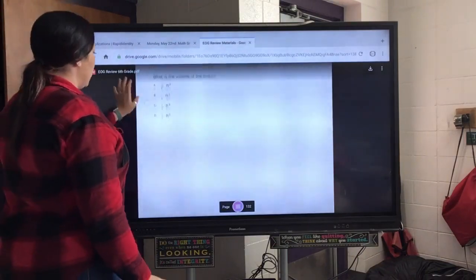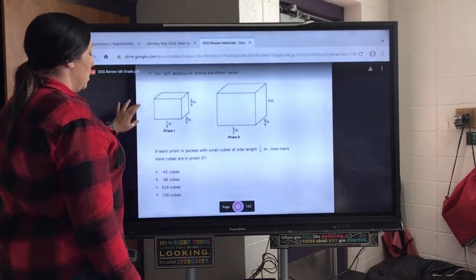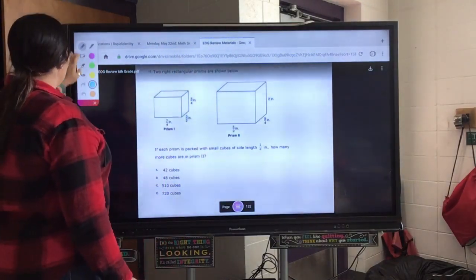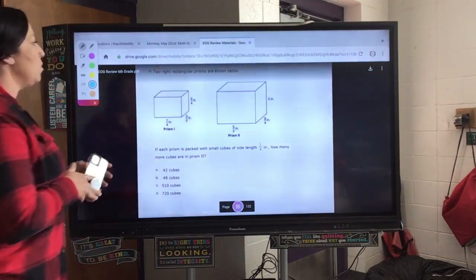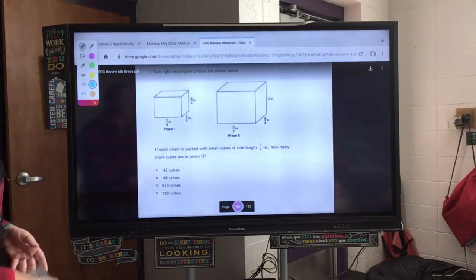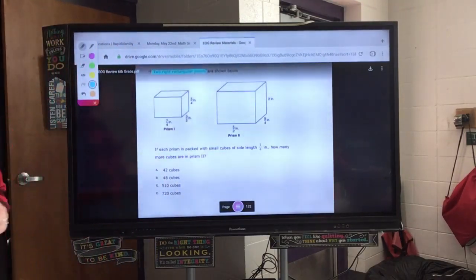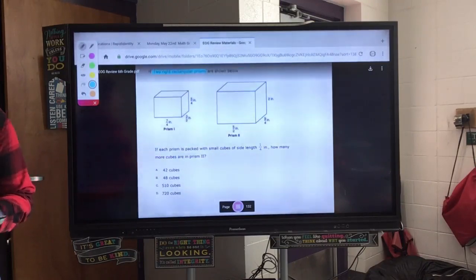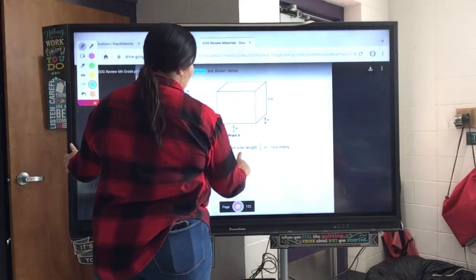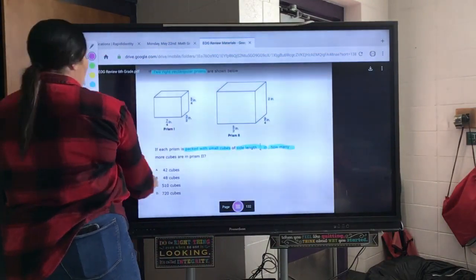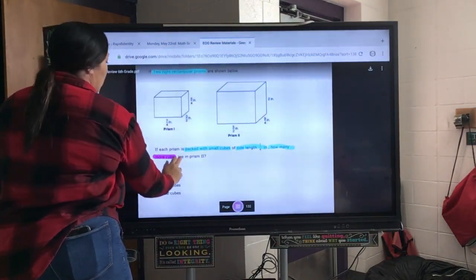Alright, the last one that we are doing for today is this one. This is a multi-step problem. Alright, so it says 2 right rectangular prisms are shown below. So we know that that's going to be important. If each prism is packed with small cubes of side length 1/4 inch, how many more cubes are in prism 2? Alright, so it's packed with small cubes with a side length of 1/4. We need to know how many more cubes are in prism 2.